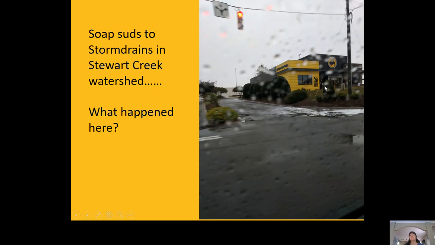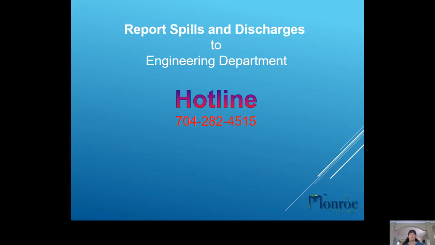Here is Buffalo Wild Wings at 74 at the Monroe Mall. So if you have soap suds coming down here, what do you think happened? All right, they're probably, you know, something's going on with their dishwasher or something. They're cleaning outside maybe, but all of those soap suds are going right into our waterways.